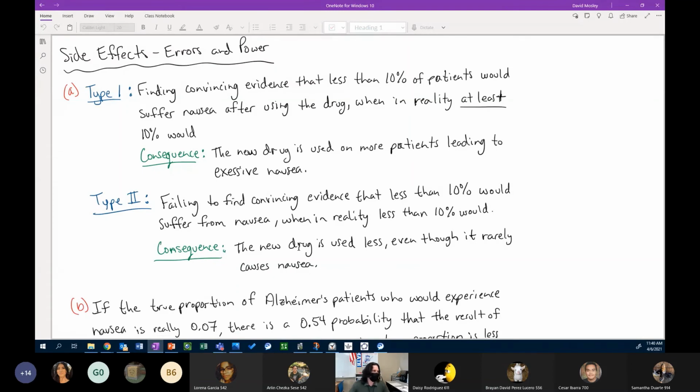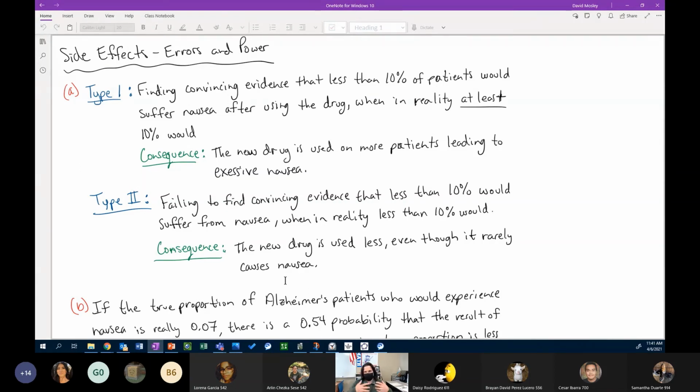Okay. A consequence of this would be the new drug is used in more patients, leading to excessive nausea. Right. A type 2 error in this context would be failing to find convincing evidence that less than 10% would suffer from nausea, when in reality less than 10% would. The new drug is used less, this is our consequence, even though it rarely causes nausea. Right? And ultimately that company loses money, right?